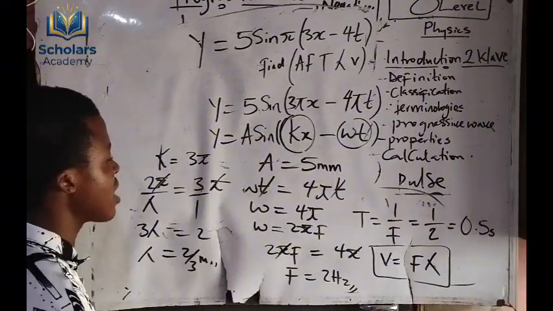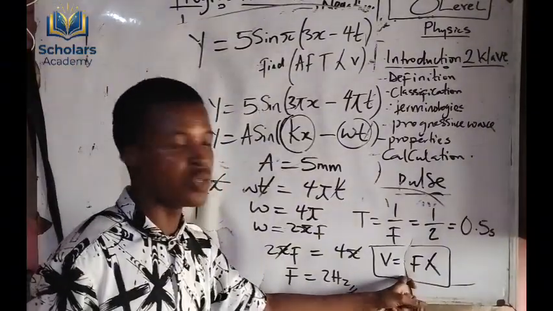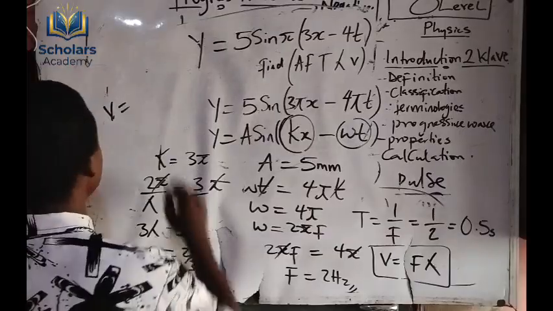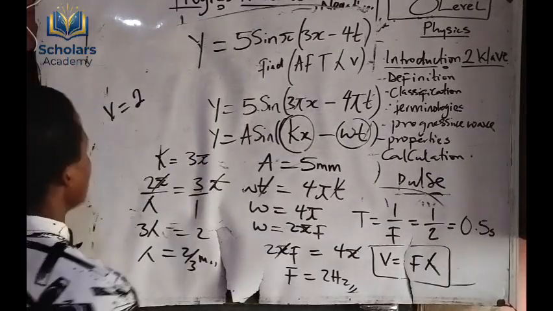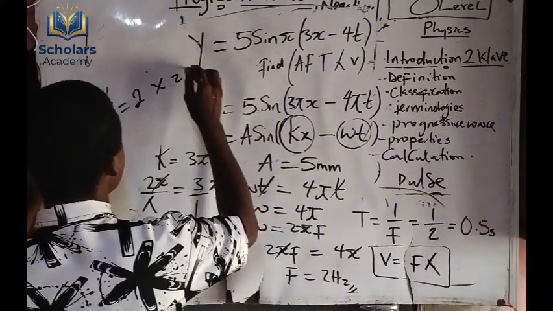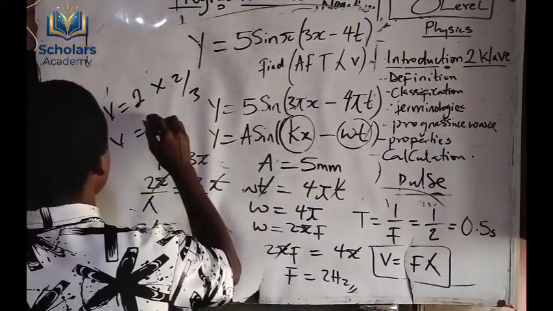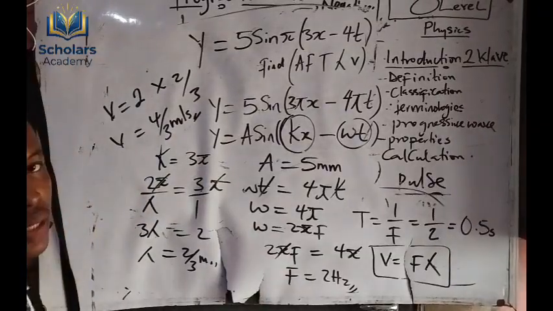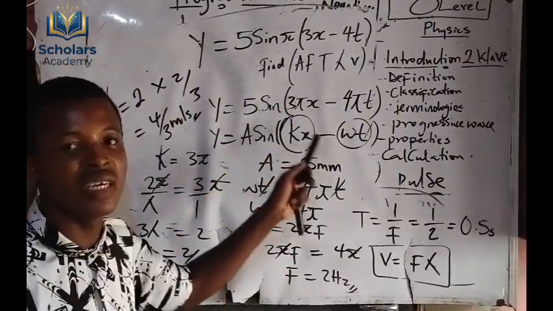The next thing we are meant to get is our velocity. That's where we now use this. To get our velocity, that will be the frequency, which is 2 Hz, times the wavelength, which is 2 over 3. So your velocity will actually be 4 over 3 meters per second. Now what did I do? I solved everything in meters.